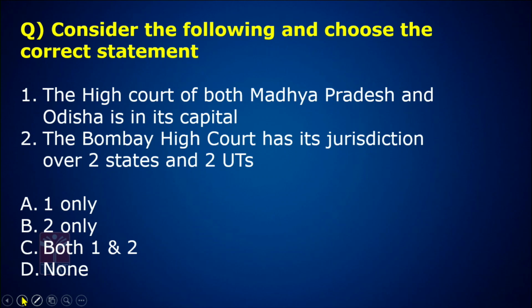Consider the following and choose the correct statement. The High Court of both Madhya Pradesh and Odisha is in its capital. The Bombay High Court has its jurisdiction over 2 states and 2 union territories. I hope you guess the correct answer here. I am giving you 5 seconds time for you to think and guess the answer.